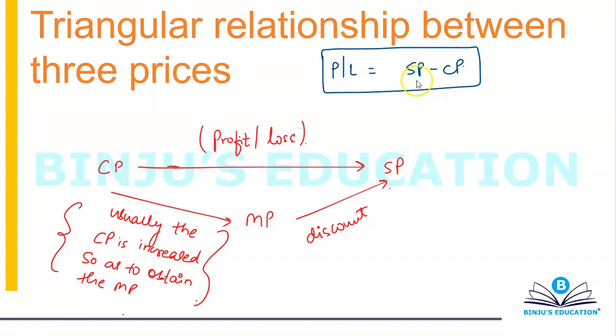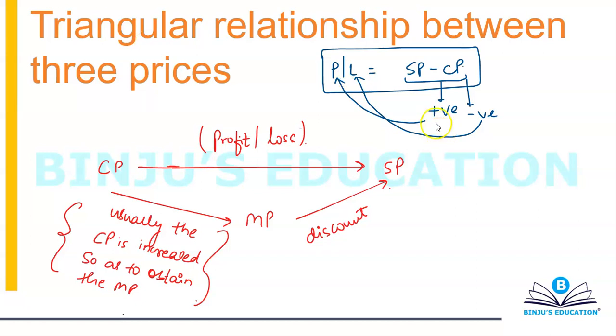If this selling price minus cost price comes out to be positive, then it's a profit. If this comes out to be negative, then it is a loss. If selling price minus cost price comes out to be positive, then it's a profit. If selling price minus cost price comes out to be negative, then it's a loss. It's as simple as that.